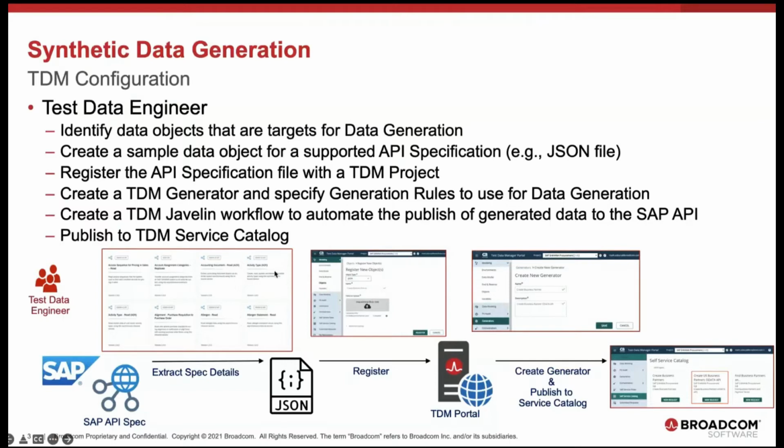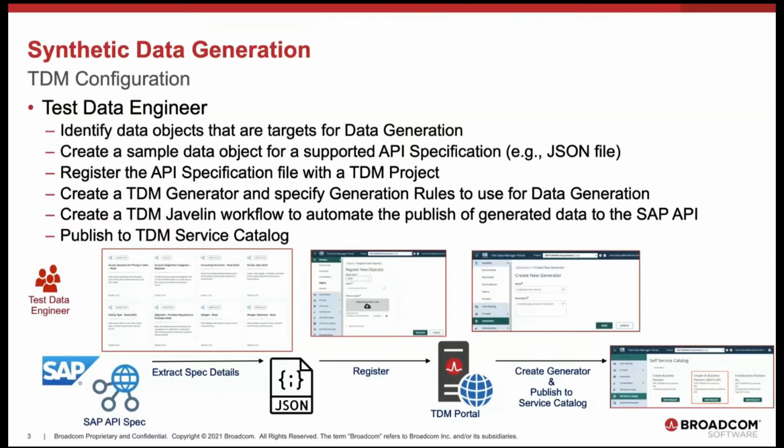So I would identify the API. I would get the specification details into a file as a test data engineer, and then I would register that with my project in TDM. In this example, I'd register this JSON file with TDM as an object. And then TDM is going to generate the assets I need to be able to create rules for this JSON file to generate realistic data.